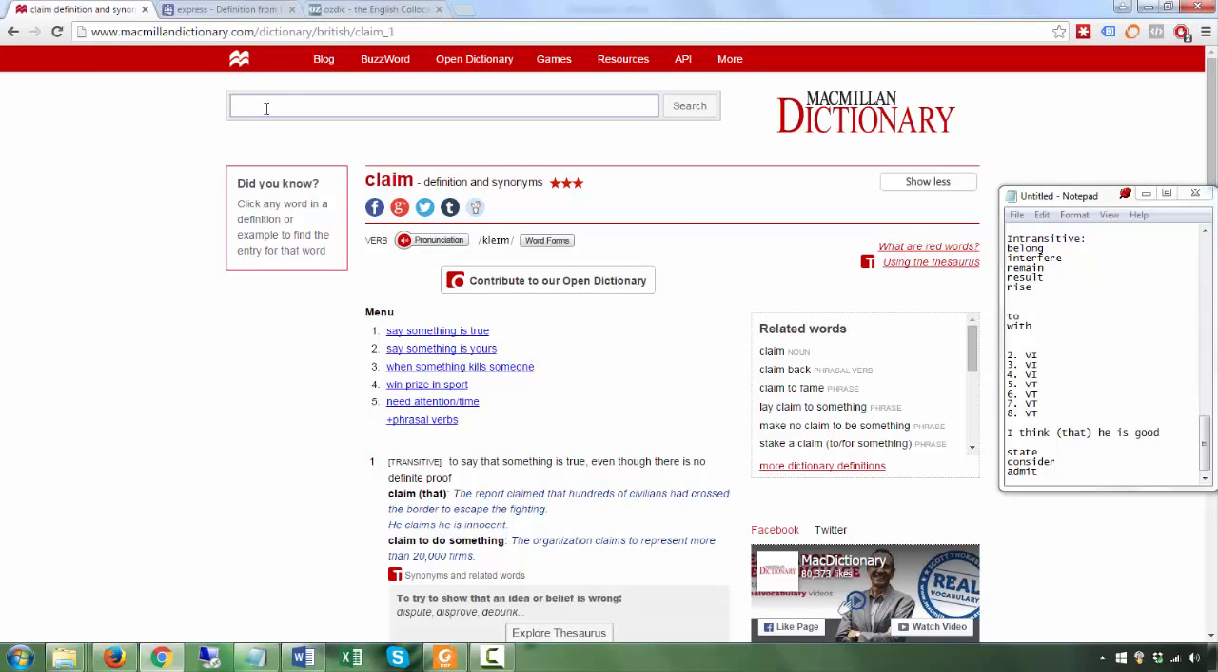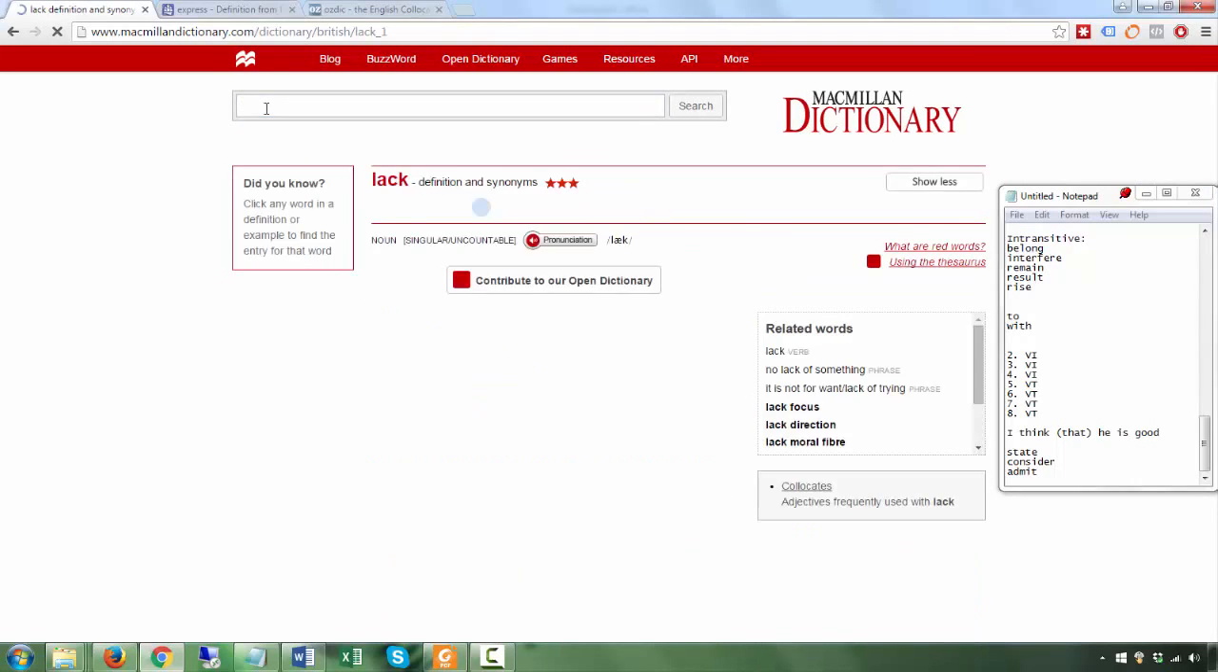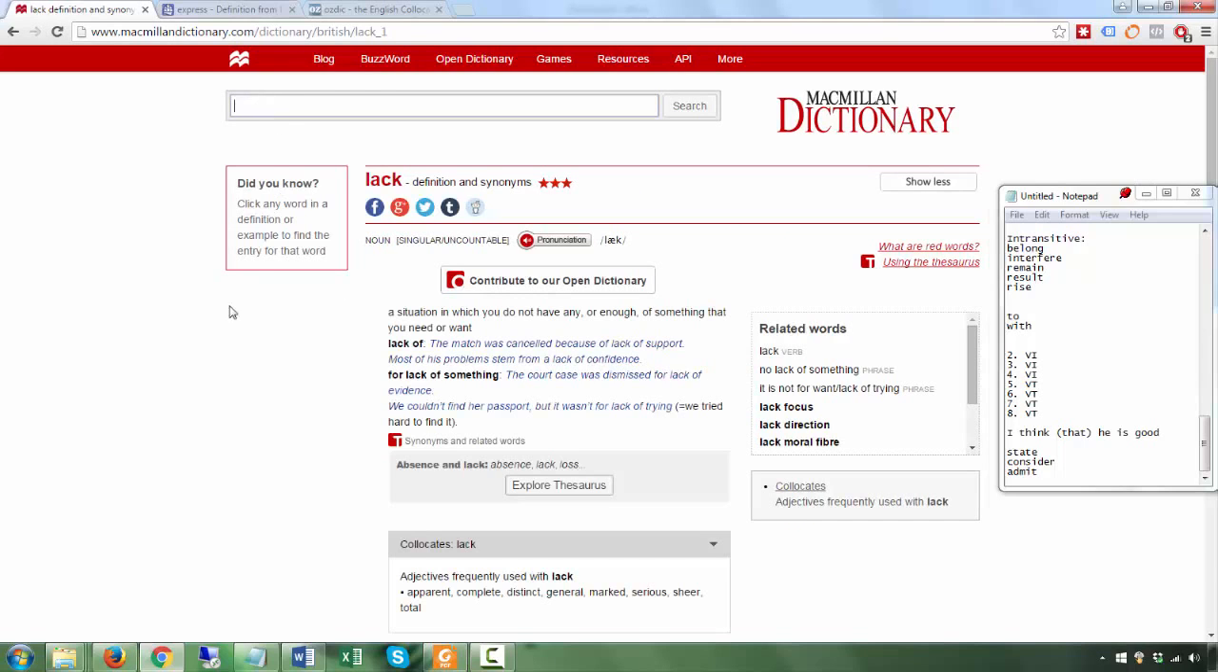But you have to realize that lack as a word has two word classes. It's both a verb and a noun. But when I put lack here, the noun always comes out. Why does it always come out first? Because it's more common than lack as a verb. That's why it comes out first. And that's the reason why we always hear lack of.